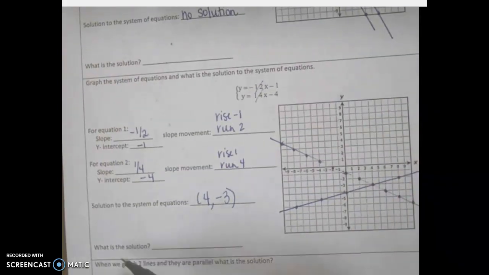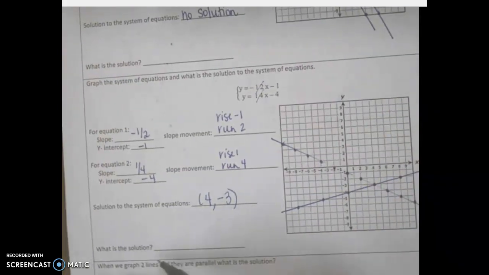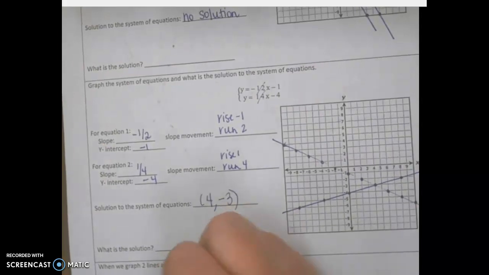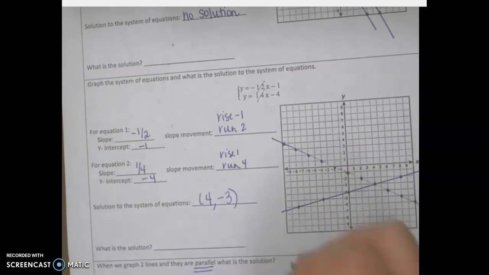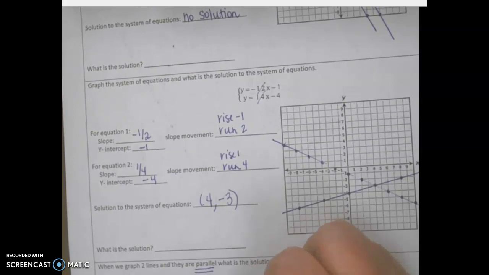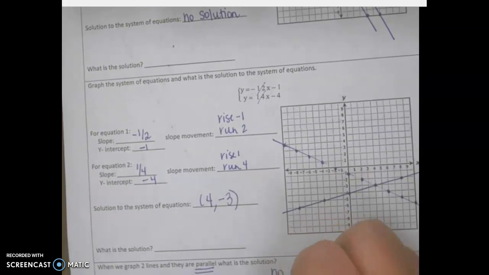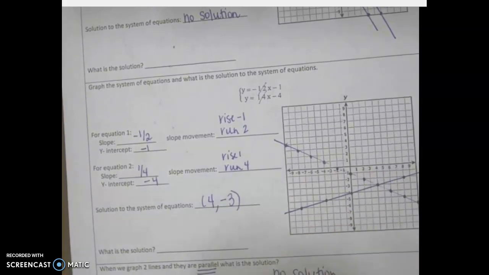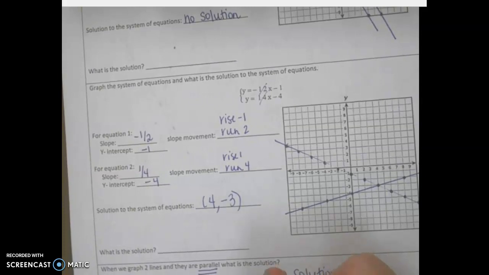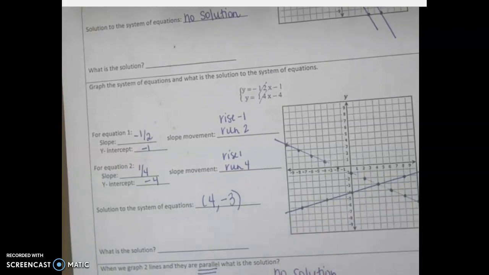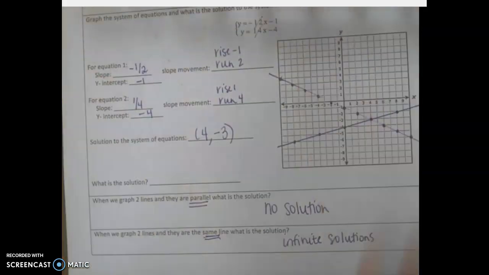When we graph two lines and they are parallel, our solution is no solution. When we graph two lines and they are the same line, what is our solution? Infinite solutions.